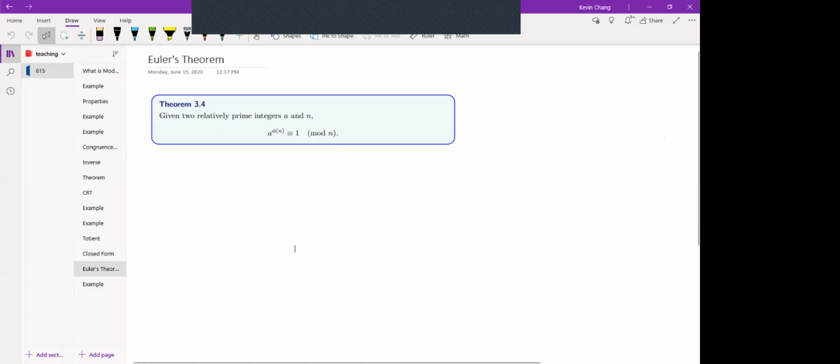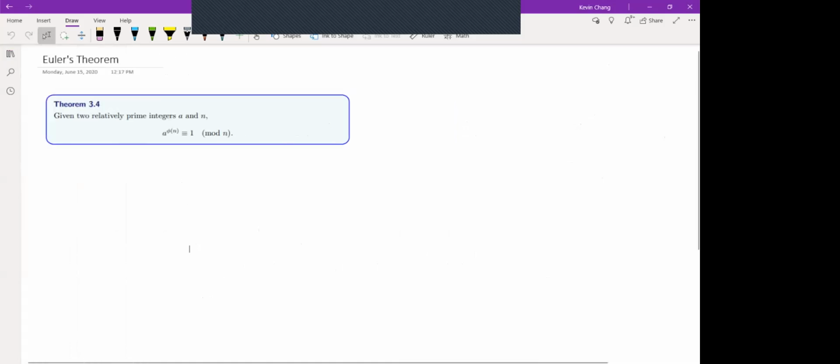So I have Euler's theorem here. This is a theorem proven by Euler several hundred years ago. And he states that given two relatively prime integers a and n, so that means GCD of a and n is equal to 1, we have that a to the power of phi of n is going to be congruent to 1 mod n. And so I'm not going to show you the proof for this, but I'll explain to you exactly how it works.